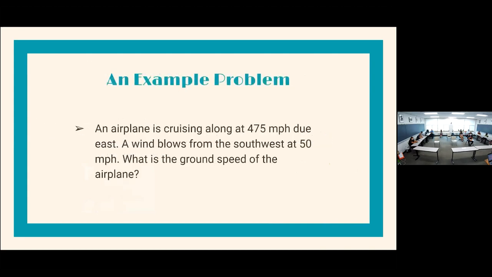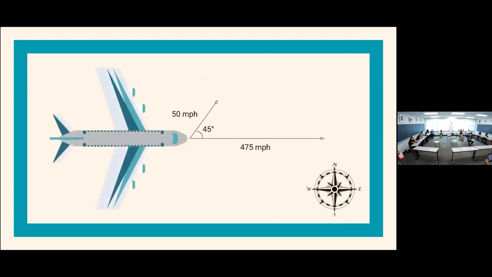So in our situation, an airplane is cruising along at 475 miles per hour due east. A wind blows from the southwest at 50 miles per hour. We need to find the ground speed of the airplane. So here is our diagram with all the information we've been given filled in for us. We know the angle is 45 degrees because the wind is coming from the southwest direction and it is going directly in between both north and east, which is a 90-degree angle, so half of that is 45 degrees. We know that the speed of the plane is 475 miles per hour, and we know the wind is 50 miles per hour.